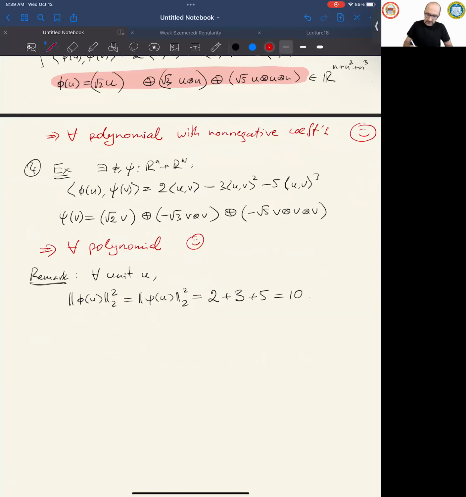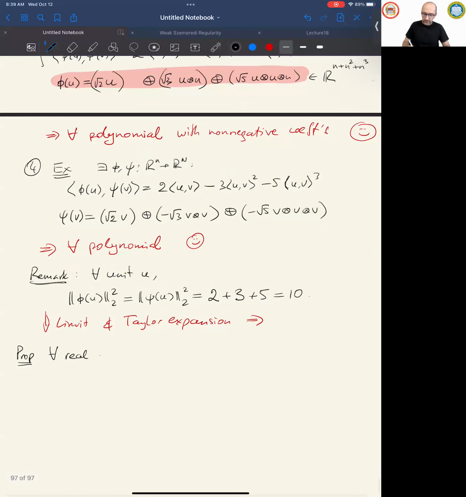Now take the limit and take the Taylor expansion. And now we can build any nonlinearity just by expanding it as in Taylor series and taking the limits, right? Because Taylor series gives you polynomials. And so let's just record this proposition. Any function that can be written as Taylor series, and the technical term for this is real analytic.